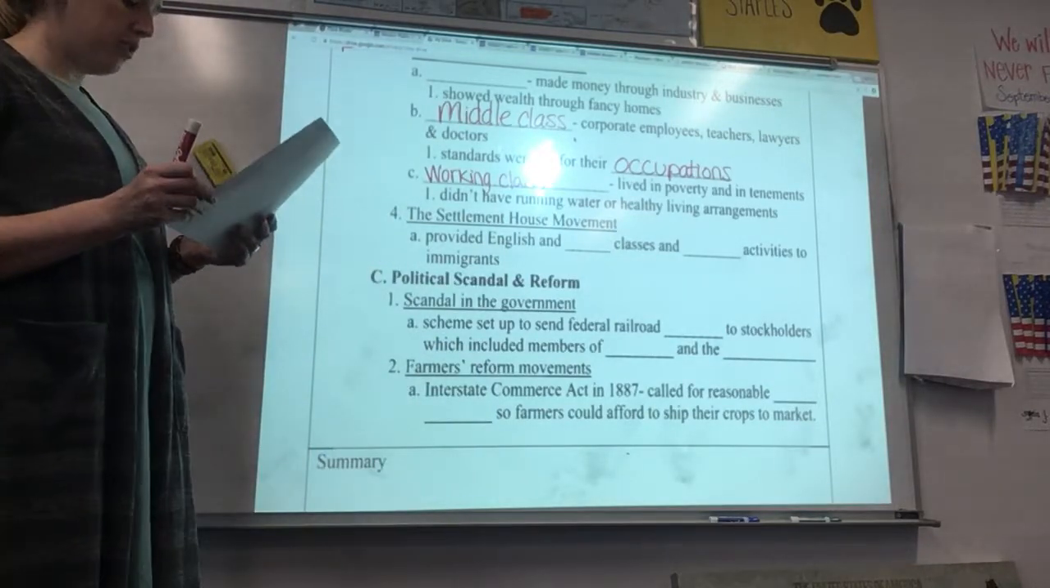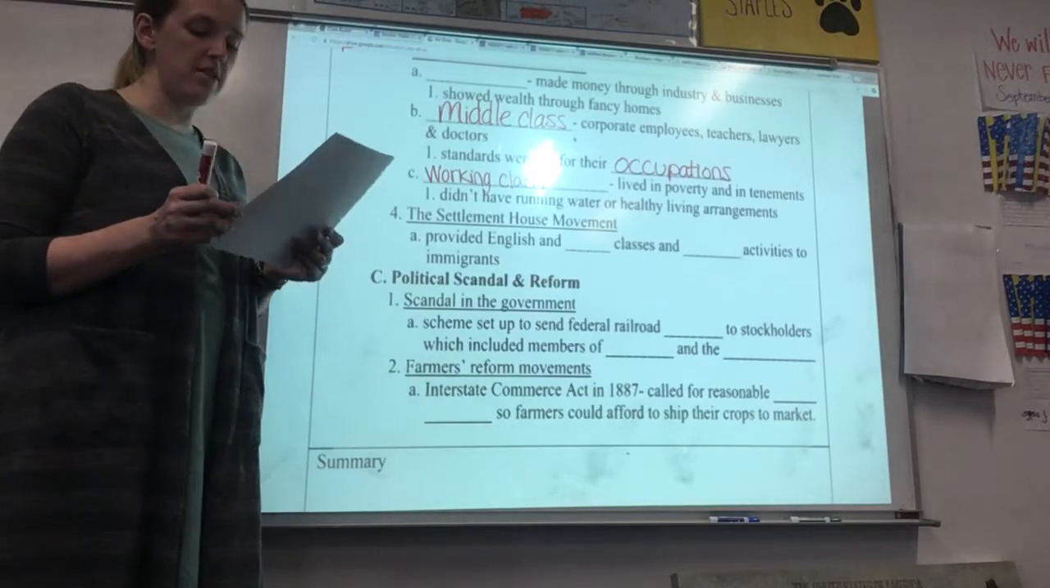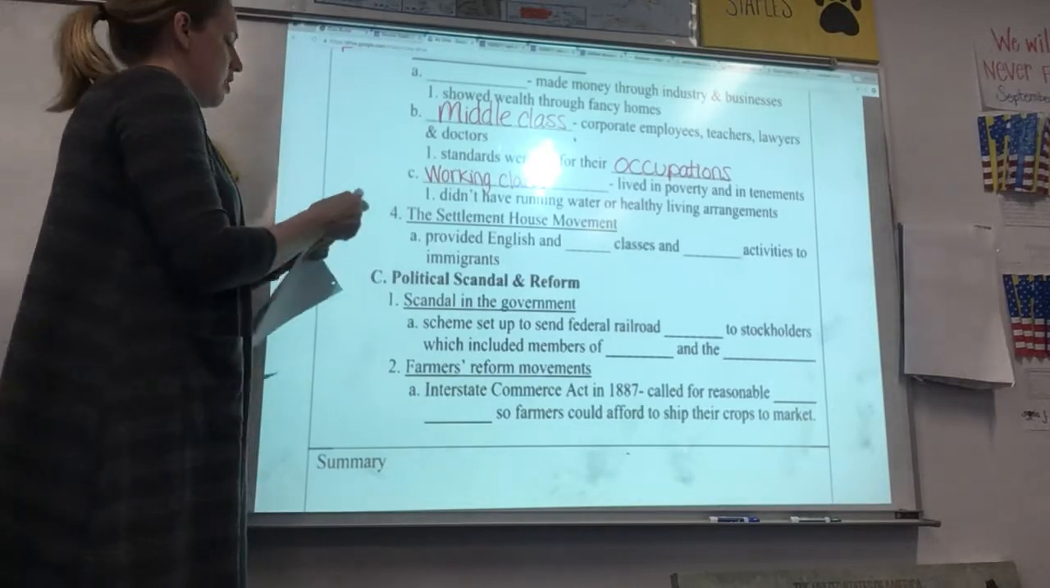The settlement house movement, this provided English and job classes and social activities to immigrants.